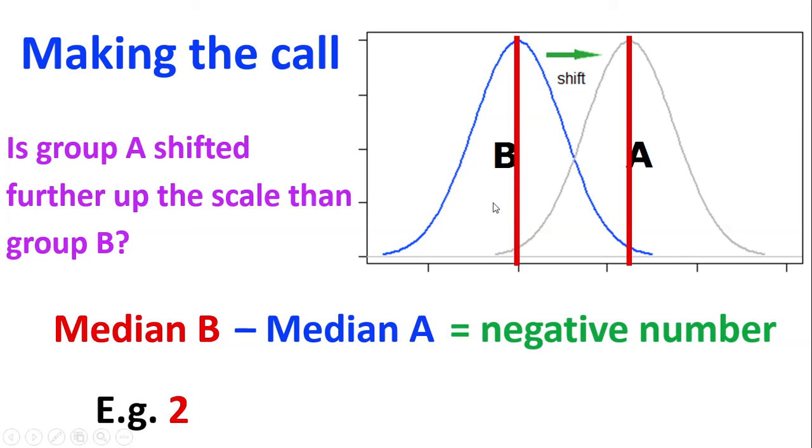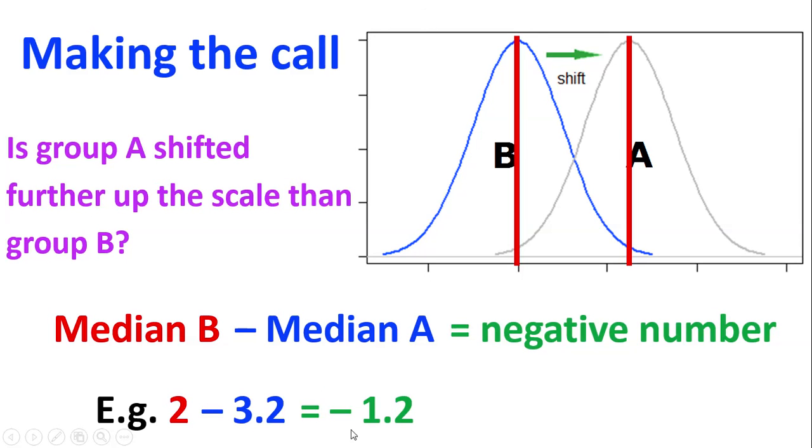So let's be specific. Say the median of Group B was 2, 1, 2 on my scale. Take away the median of Group A, 3, so that's about 3.2. So I'm doing a median of 2, take away a median of 3.2. That's going to give me a negative answer, negative 1.2. So if I get a negative confidence interval, that tells me the median of Group B is smaller than the median of Group A.